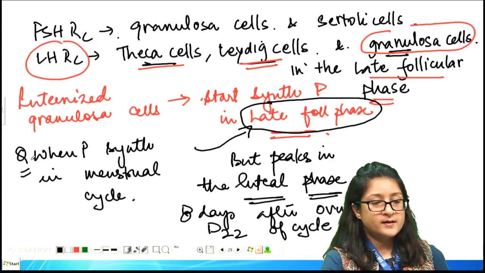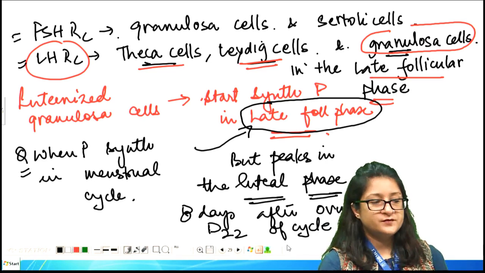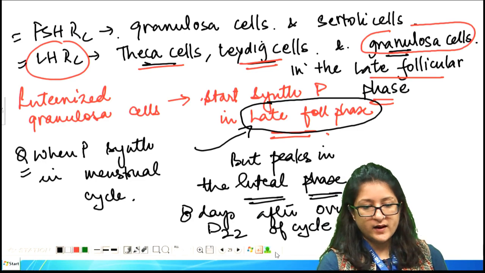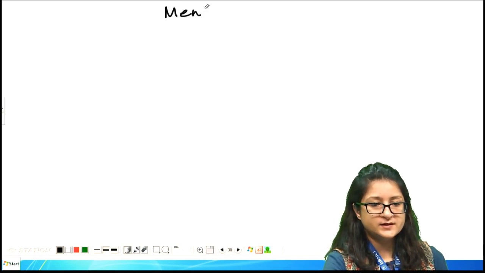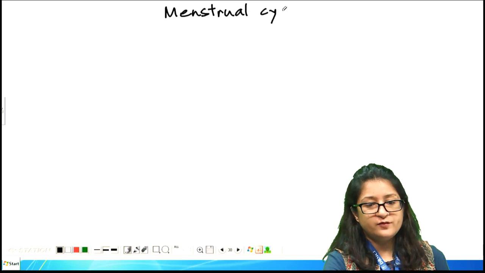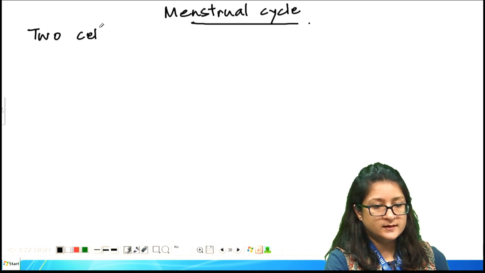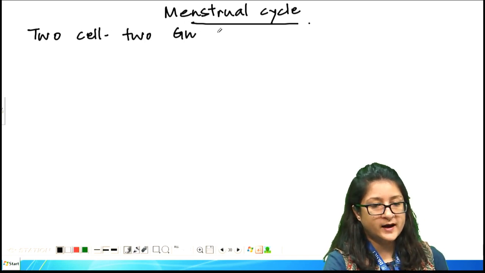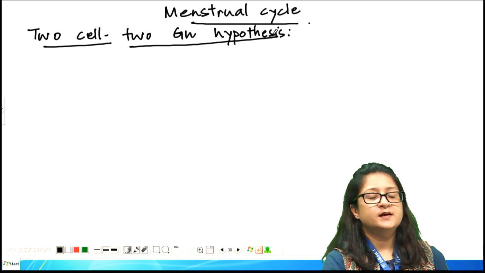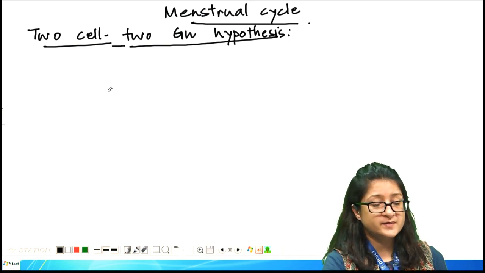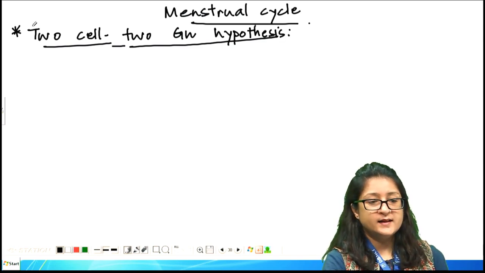All right. So now let us just talk about the menstrual cycle, because the menstrual cycle is a very important topic and that is why I want to give you the details of the menstrual cycle that you should remember. Let us talk about the menstrual cycle in detail. Before we talk about the menstrual cycle, let us talk about the two gonadotropin hypothesis. Okay, this is what governs the menstrual cycle. And when we answered this question that FSH receptors are present on the granulosa cell, this is what we are talking about.